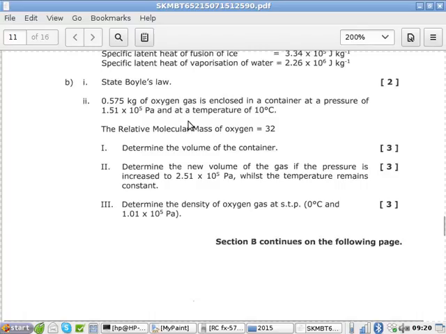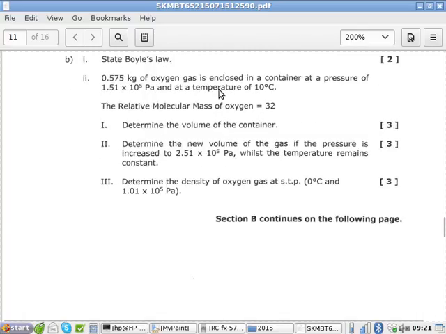This is an ideal gas law question. Is it PV equals nRT or PV equals NkT? Boyle's law is pressure is inversely proportional to volume. PV equals constant. Yes. So, do you want to try this and then I can do it?